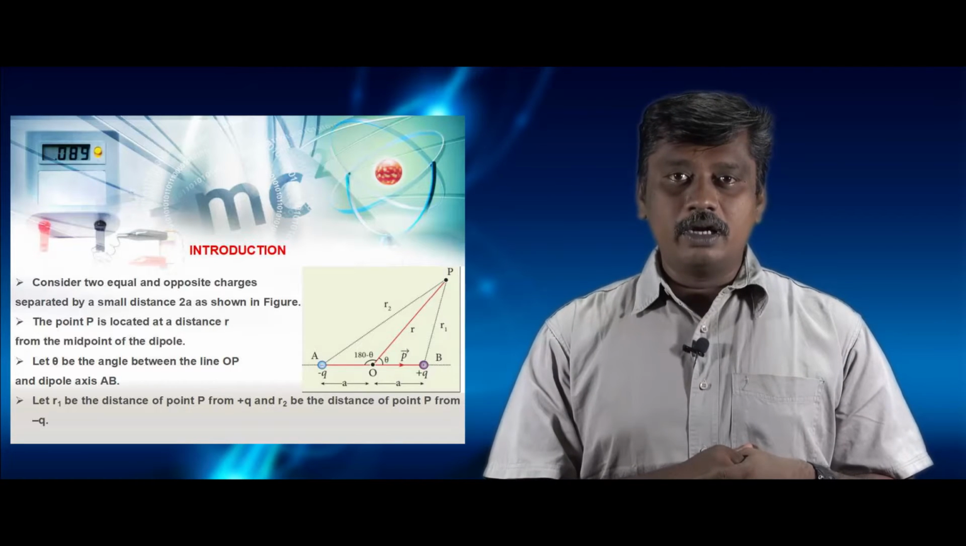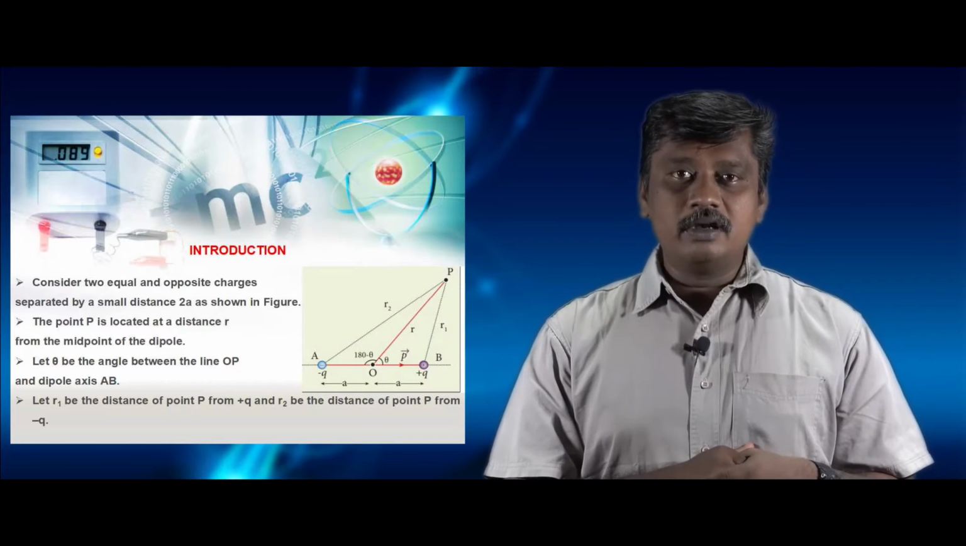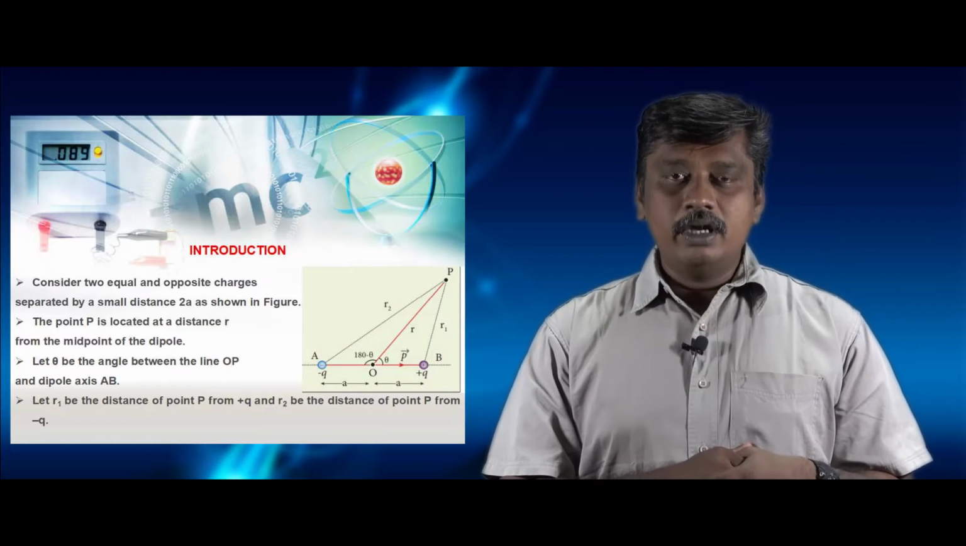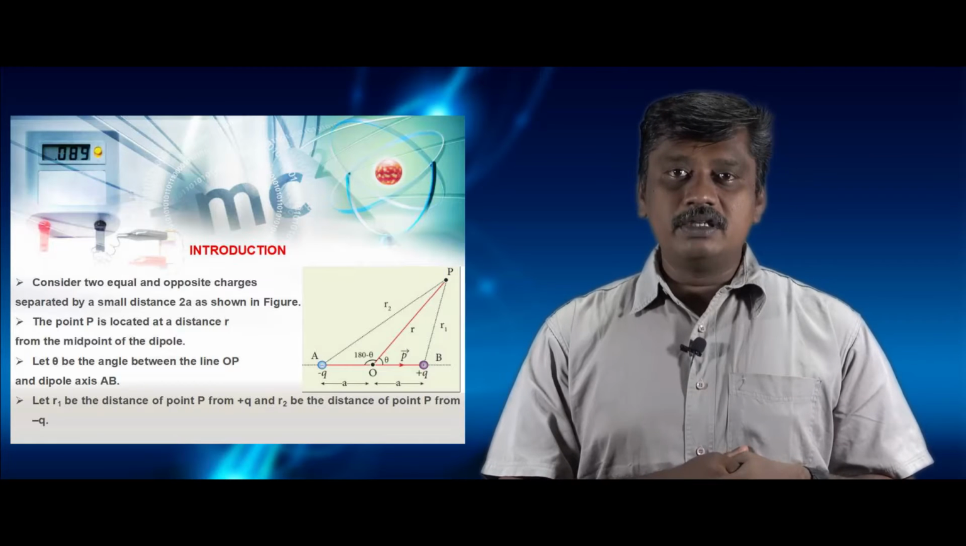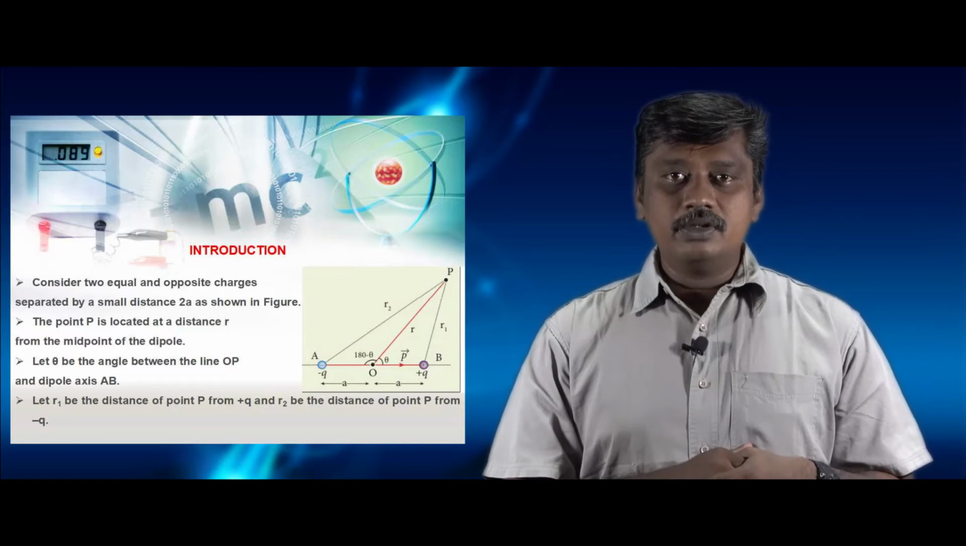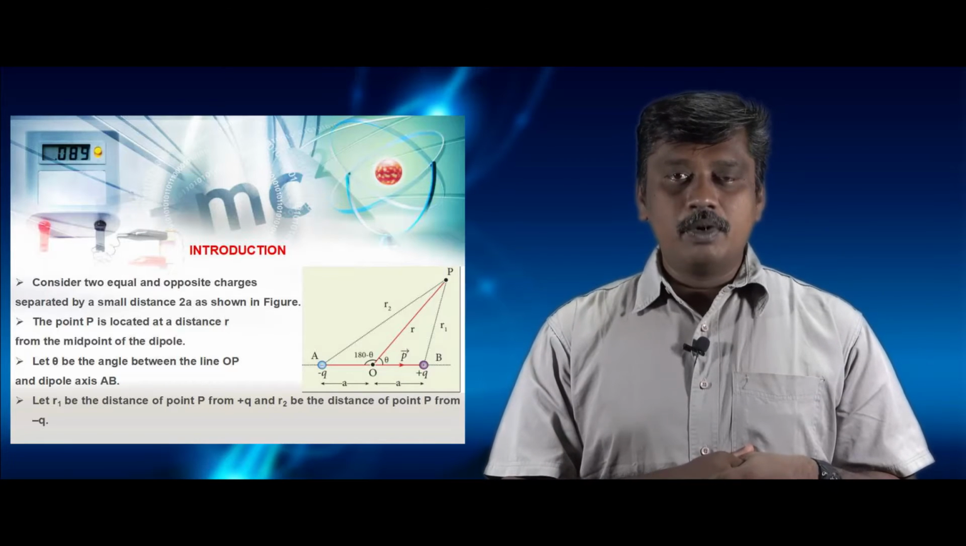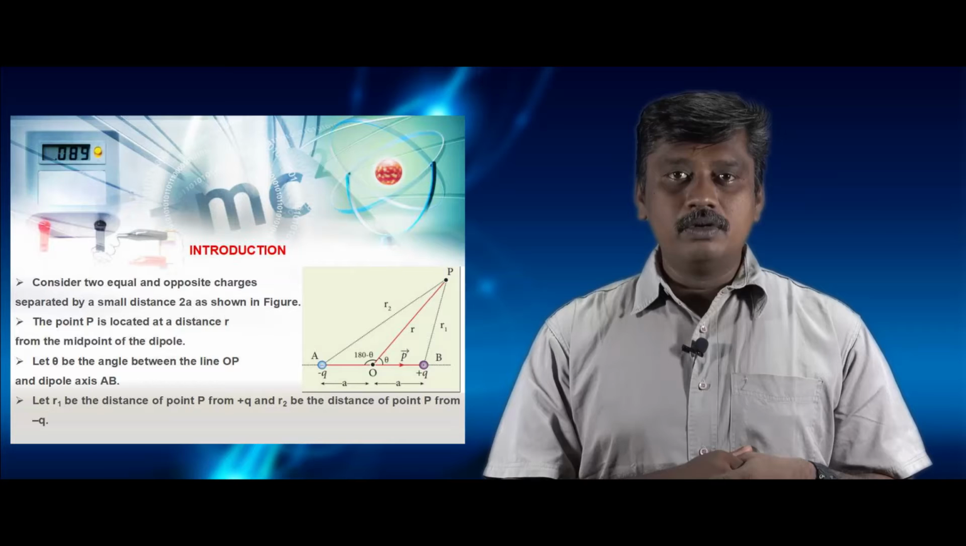It constitutes an electric dipole. For example, if we consider plus q and minus q separated by a small distance 2a, then it constitutes an electric dipole. In the electric dipole, we want to find the electric dipole moment. What is electric dipole moment? It is the product of any one of the charges and the distance between the two charges. It is denoted by the letter P. P is equal to q into 2a, where q is one of the charges and 2a is the distance between the two charges. This dipole moment has a direction from negative to positive charge.